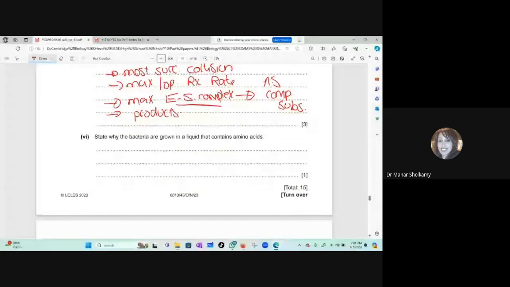State that bacteria are grown in liquid that contains amino acids. Also, this is easy. Bacteria, why does it need amino acids? Can you be quick? Why does an organism need amino acids?